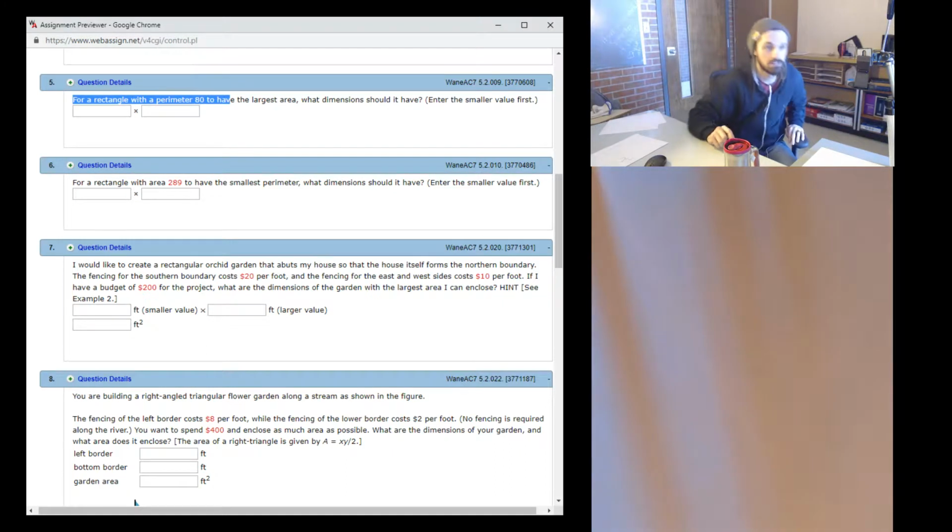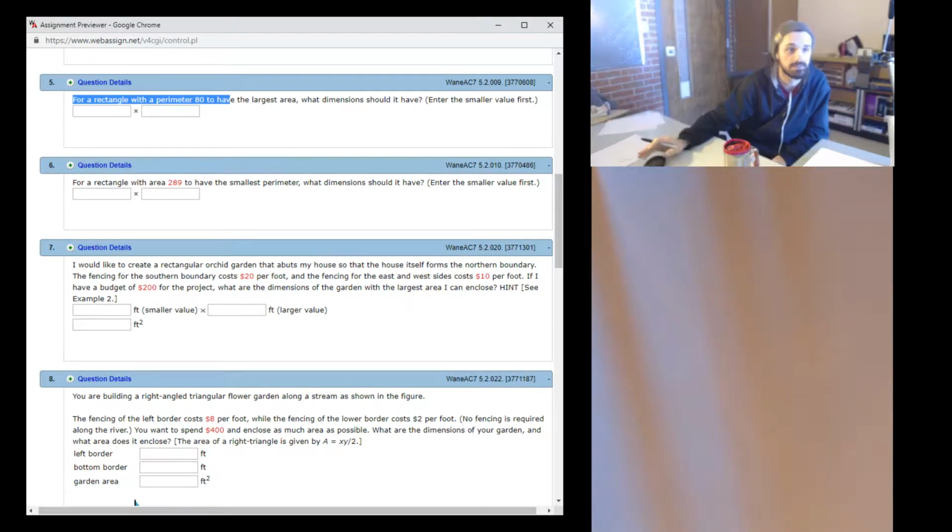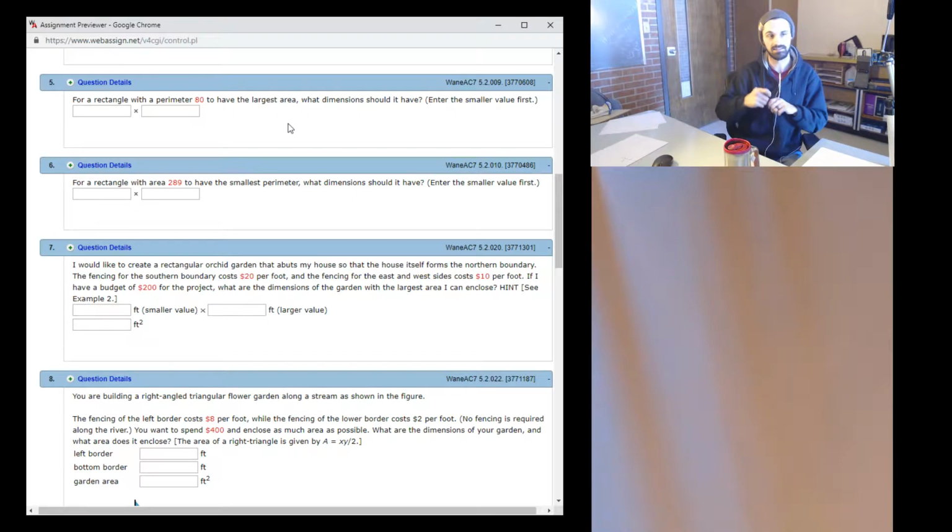Okay, on to another optimization problem. This one is number 5 from the homework. So a nice little introduction, a nice little simple take on the maximization, minimization problems. For a rectangle with a perimeter of 80 to have the largest area, what dimensions should it have?